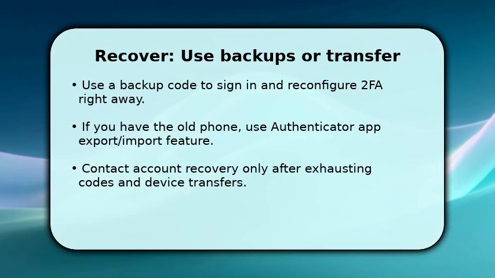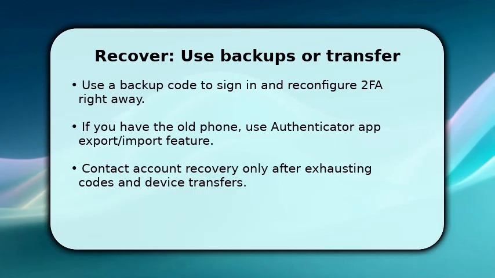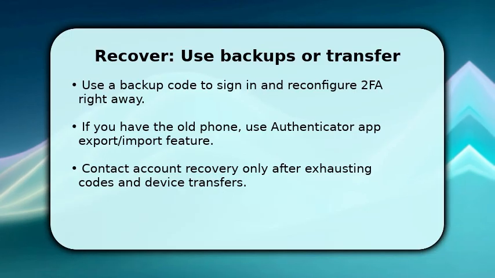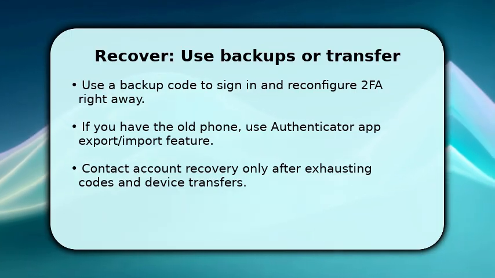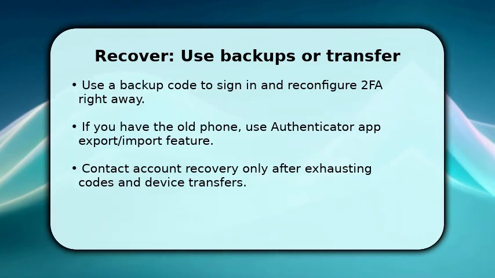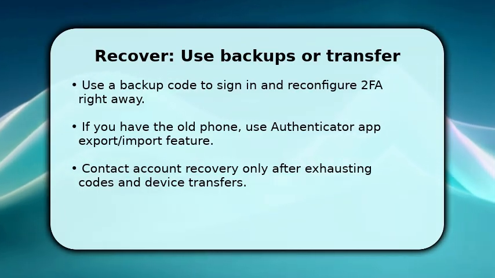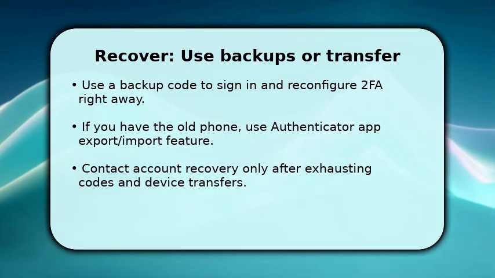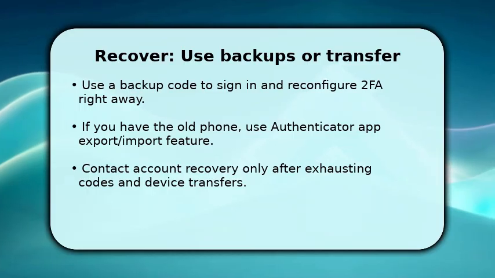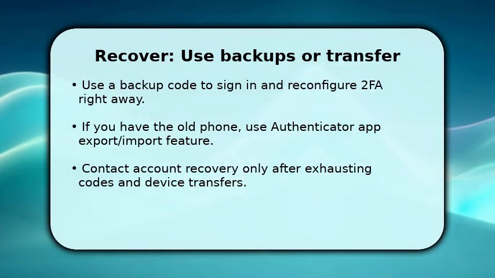You now attempt the practical fixes. If you have backup codes, use one during sign-in to access the account and immediately reset two-factor settings. If you still have the old phone, open Google Authenticator and export accounts, then import them on your new device. This preserves all codes. If neither works, proceed to account recovery flows, explain you lost device, and include the prepared identity proof. Make sure to follow prompts precisely to avoid extra delays.